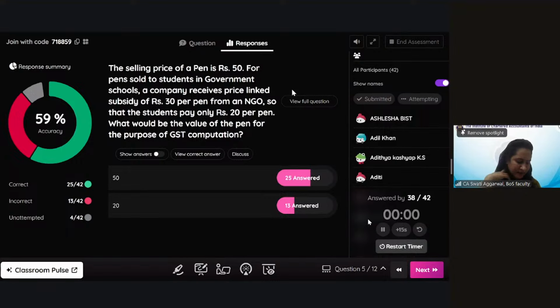See, the correct answer is ₹50. Why is ₹50 the correct answer? The reason is because this is a non-government subsidy, right? So if the subsidy is given by state or central government, then it is not to be added to the value of supply. But here the subsidy has been given by an NGO. So it shall be added back to the value of supply. So the value will come to rupees 50.